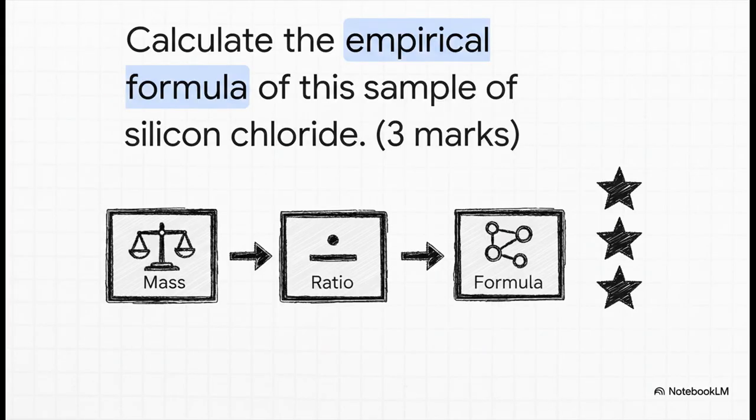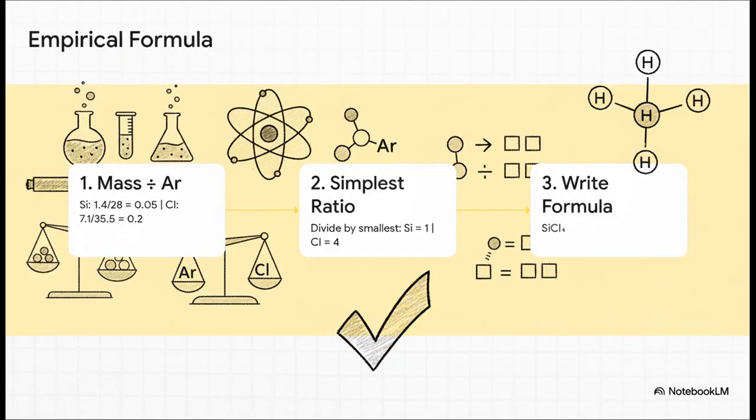Here's another calculate question, but this time it's an empirical formula. When you see this, a little alarm should go off in your head that says, I know the routine for this. It's a 3-mark question, which is a huge clue that there's a specific multi-step process the examiner is looking for. And here is that exact method, laid out perfectly.